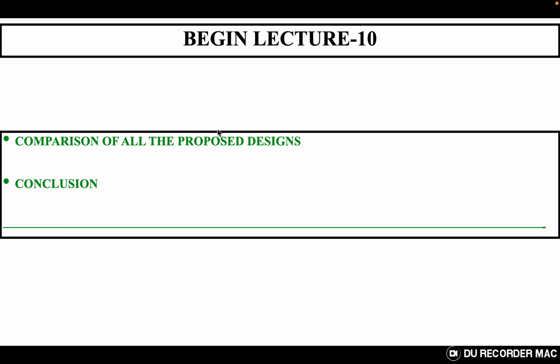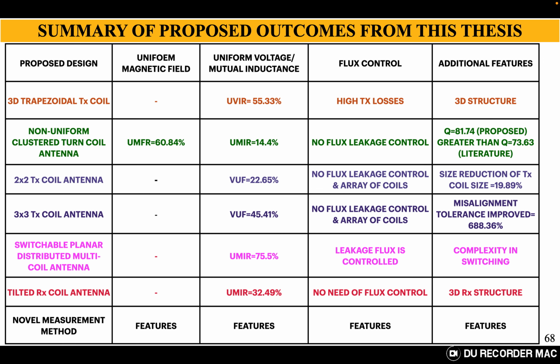So let us begin with lecture number 10. Now what we will do is we'll compare all the proposed designs and also give a conclusion to whatever we have discussed. Now these are the various designs that I have discussed from the evolutionary process, right from the 3D trapezoidal transmitter coil antenna towards the tilted receiver coil antenna, right?